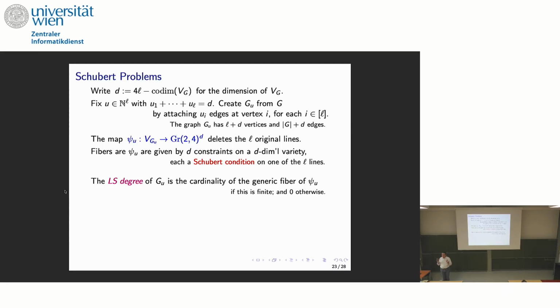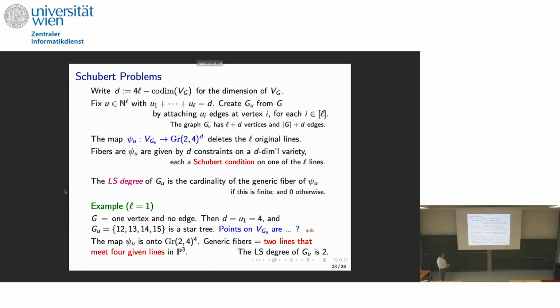That's a positive integer. It's a leading singularity degree. And Elia will be very happy to tell you in the coffee break what this has to do with Landau analysis and leading singularities. In the remaining 6 minutes, let's do one example. Let's do L equals 1. I'm talking about the graph with one vertex and no edge at all. So then I'm just talking about the Grassmannian. VG is the Grassmannian. The dimension is 4. So U1 is 4.